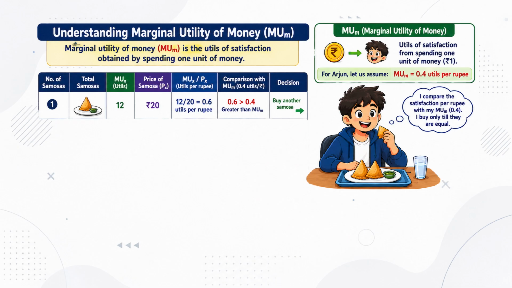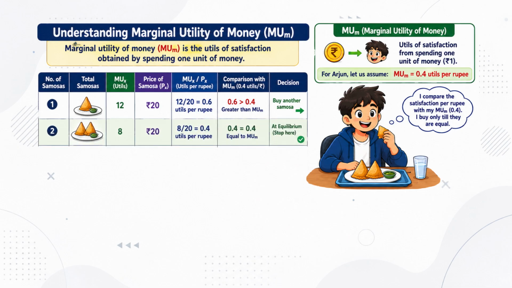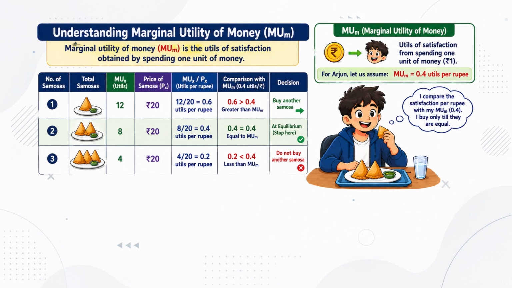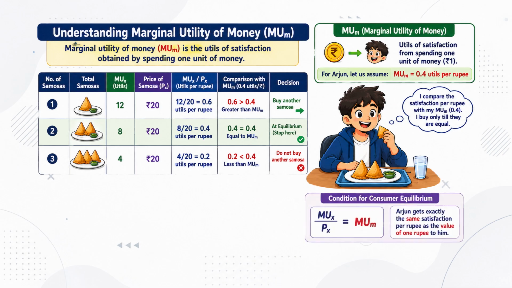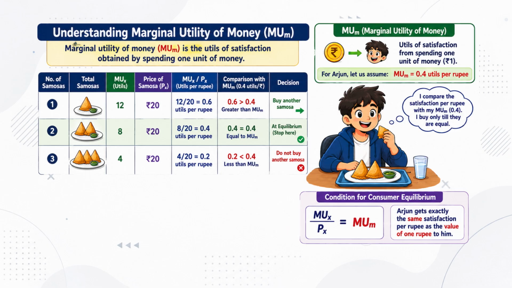For the second samosa, the marginal utility is 8 utils. 8 divided by 20 gives 0.4 utils per rupee. This is equal to Arjun's marginal utility of money. Therefore, Arjun has reached consumer equilibrium. If he were to buy a third samosa, its marginal utility would be only 4 utils. 4 divided by 20 gives 0.2 utils per rupee, which is less than his marginal utility of money. Therefore, he would not buy the third samosa. So, consumer equilibrium is reached when MUX divided by PX is equal to the marginal utility of money.